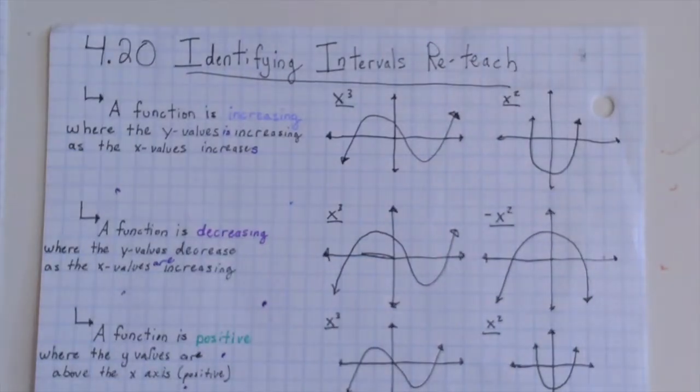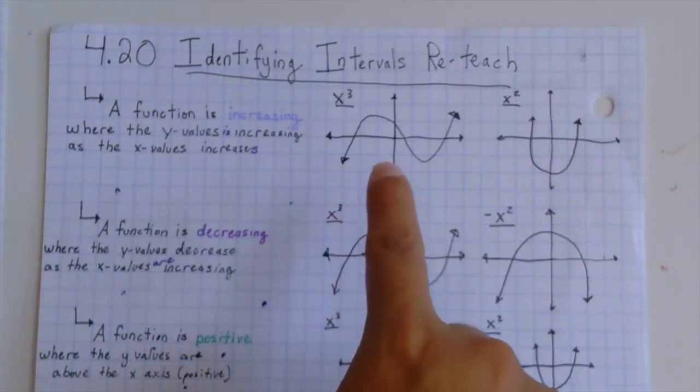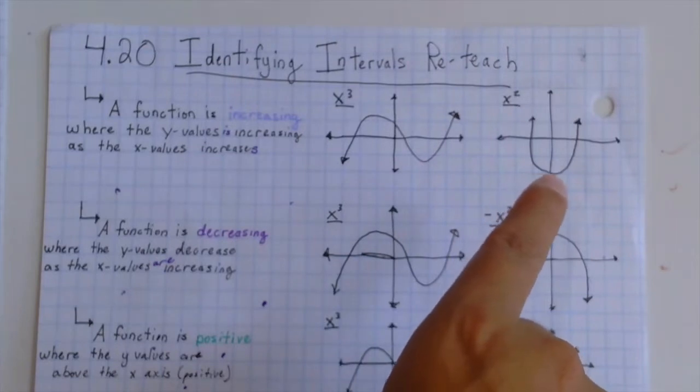Let's go straight into it with 4.20, identifying intervals. Today we're going to be analyzing a cubic function and a quadratic function.